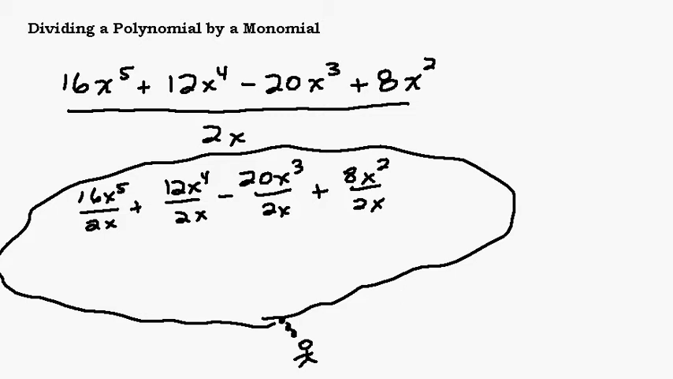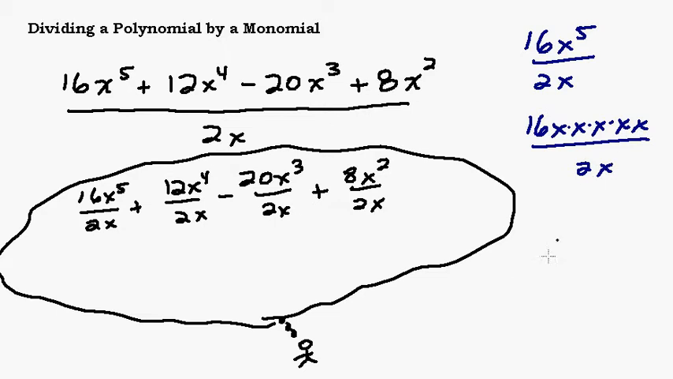So let's go off to the side here and look at this first problem we're going to do. This 16x to the fifth over 2x. Well, you've got to remember, what does x to the fifth mean? x times x times x times x times x. That's what x to the fifth means. So what are you going to do when you're dividing? Well, you can cancel, or you could just divide. 16 divided by 2 is 8. Or you could think about canceling this 2. 2 goes into 2 once. 2 goes into 16 8 times, whichever way.